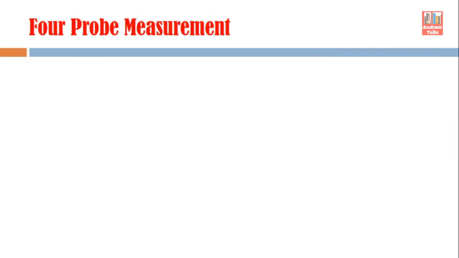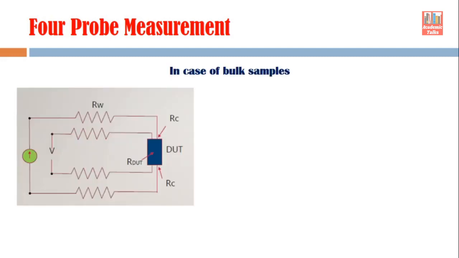Now let's discuss what these 4 probe measurements are. First let's see in the case of bulk samples. The arrangement looks like this. There are 4 probes here, meaning 4 contacts. One contact here, you see, is for current. So I amount of current is going into this device under test through this path, and then it is coming out from this path. And there are 2 other probes also, one this and one this. These are part of a second loop, and this loop is only for the voltage measurement. Now let's see what kind of benefit this arrangement is going to give us.